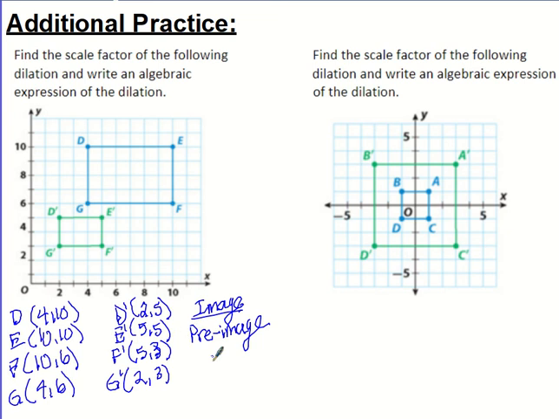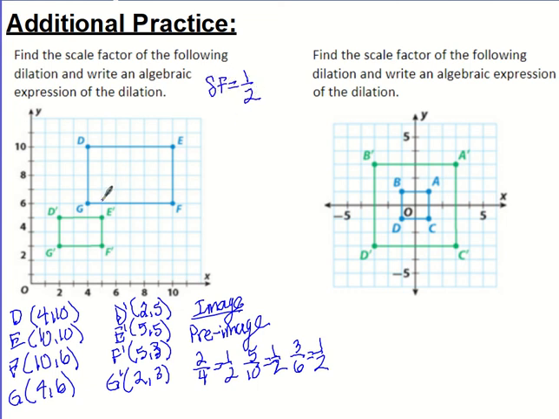So what I'm going to do is write them, and I'm going to go, well, 2 over 4 is a half, and 5 over 10 is a half. I don't really need to check E because it's 5 over 10, a half, 5 over 10, a half. I have one more, 3 over 6, well, that's a half as well. I already did 2 over 4, that's a half. 3 over 6 is a half. So we can see that all of these are a half. So there's my scale factor. So my scale factor is a half.